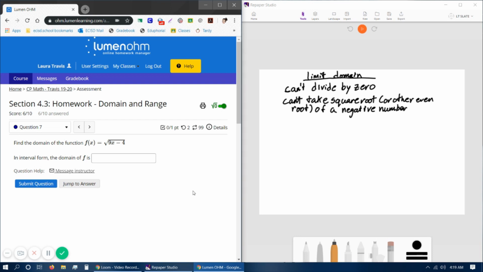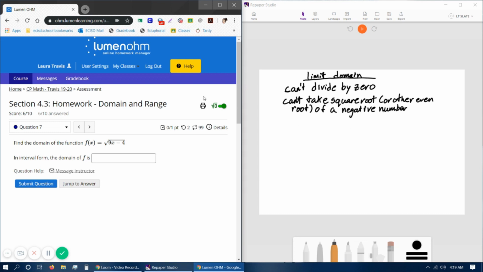Similar to questions 5 and 6, question 7 wants me to find the domain of the function f of x equals the square root of 9x minus 4. Remember that the only things that can limit the domain are dividing with a variable or taking a square root or even root of a variable. Here, I have a variable inside of a square root. Remember that we cannot take the square root of a negative number. The smallest number I can take the square root of is 0.